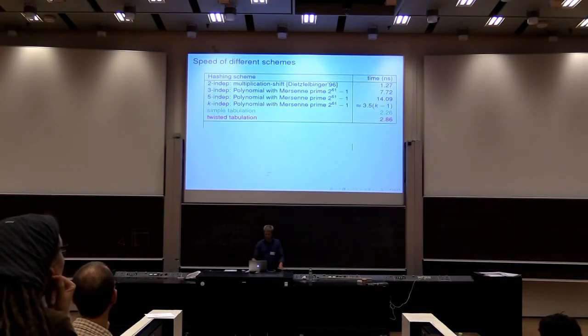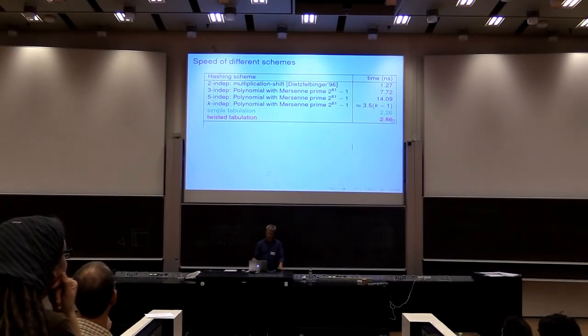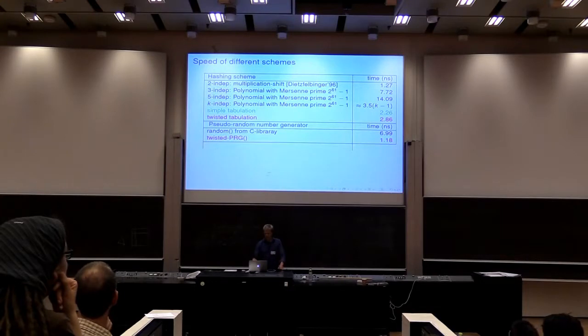And again, we try to implement these different schemes. And I think the basic point to take home from here is just that twisted tabulation is only marginally slower than simple tabulation. And I think one of the other interesting things is you can use twisted tabulation as a very fast pseudo-random number generator.